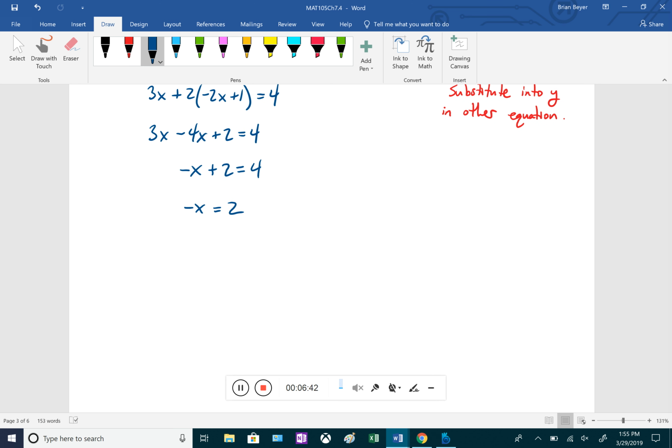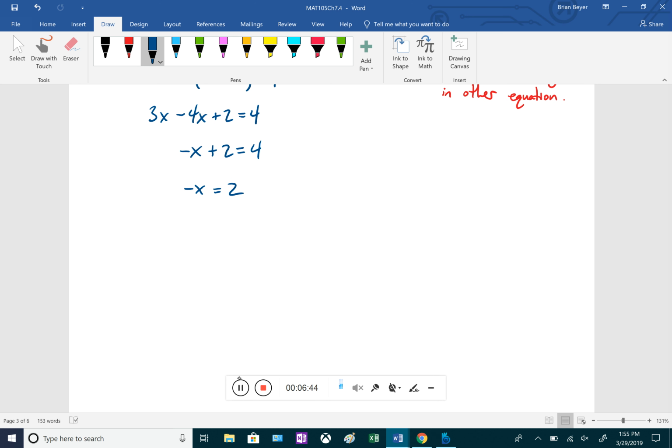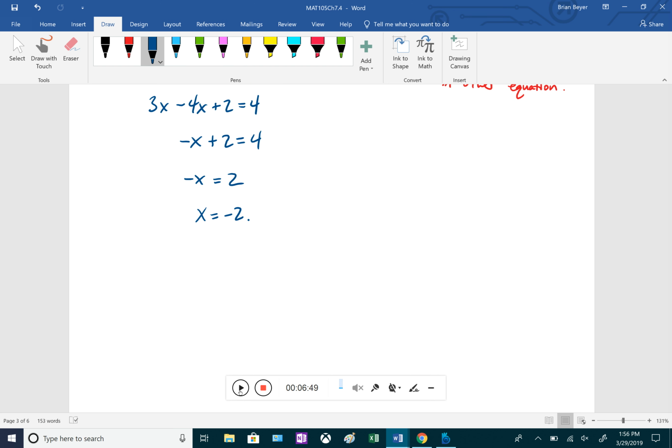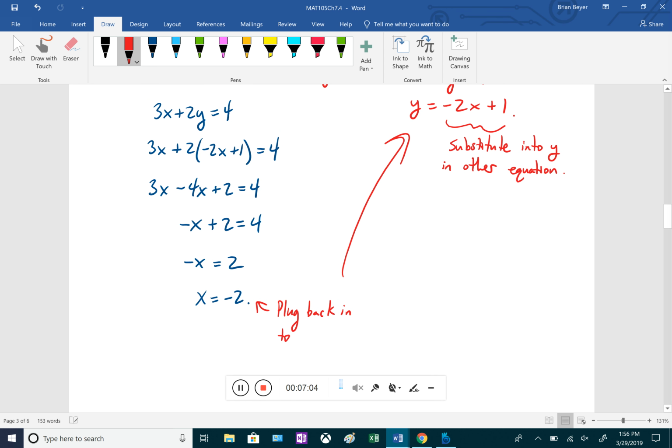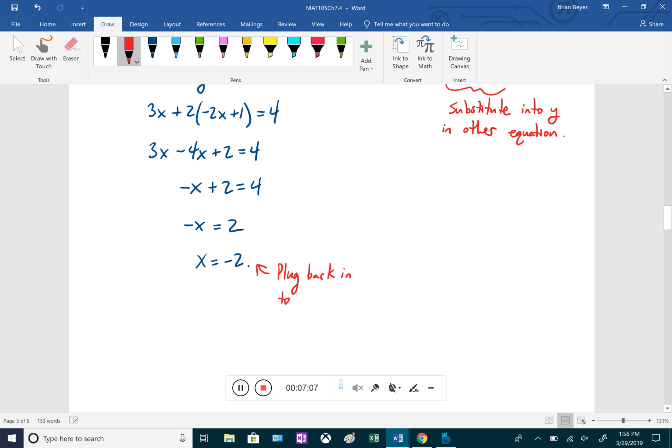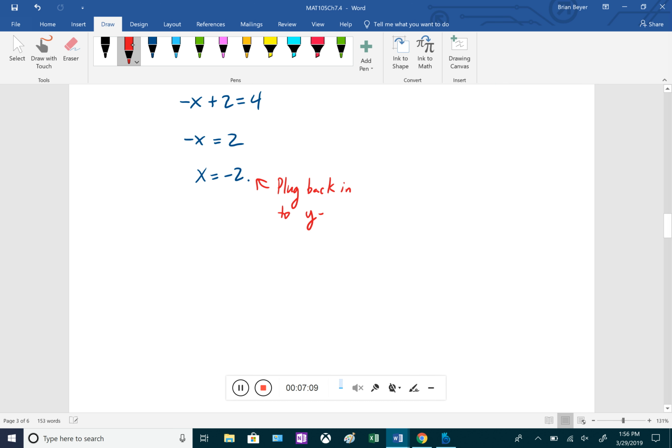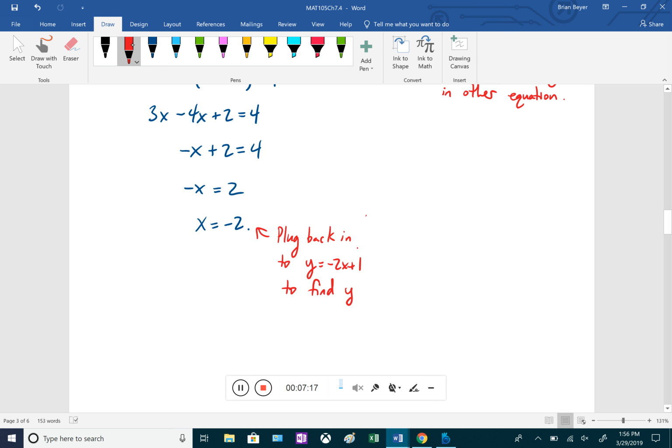So we would divide both sides by negative 1, and we get x equals negative 2. So now we have to find y, so we're going to take this value and plug it back into that equation that's right up here. We're going to plug back into y equals negative 2x plus 1 to find y.